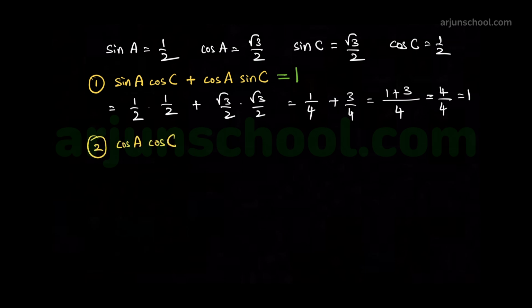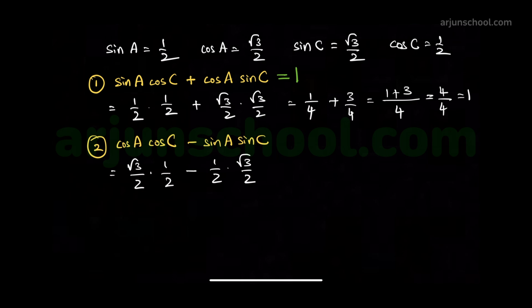Second problem, cos A cos C minus sin A sin C. Cos A is root 3 by 2 times cos C is 1 by 2, minus sin A is 1 by 2 and sin C is root 3 by 2. Root 3 by 2 times 1 by 2 is root 3 by 4, minus root 3 by 4, equal to 0. Therefore, cos A cos C minus sin A sin C is equal to 0.